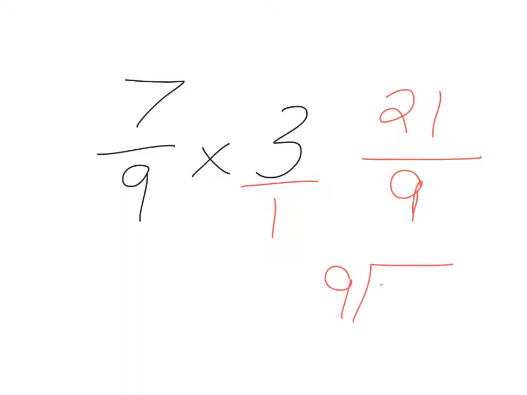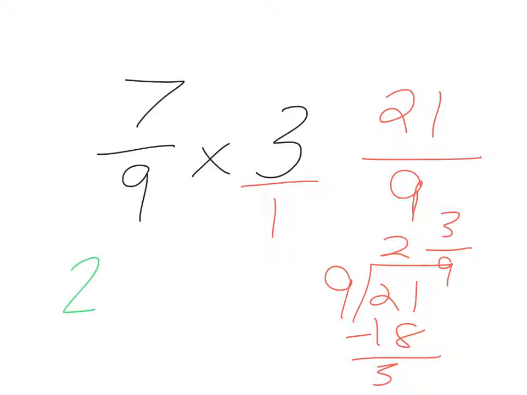I go 9 into 21 to give me a model of what I need to do. 9 goes into 21 2 times. 2 times 9 is 18, with the remainder of 3. So that's 2 3/9. Well, can the 3/9 be simplified? Yes. All right, so let's see what we can simplify it by. So right now we have the fraction 2 3/9.